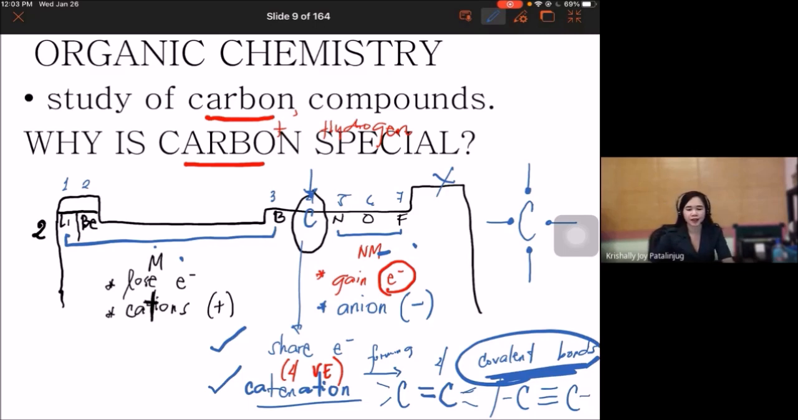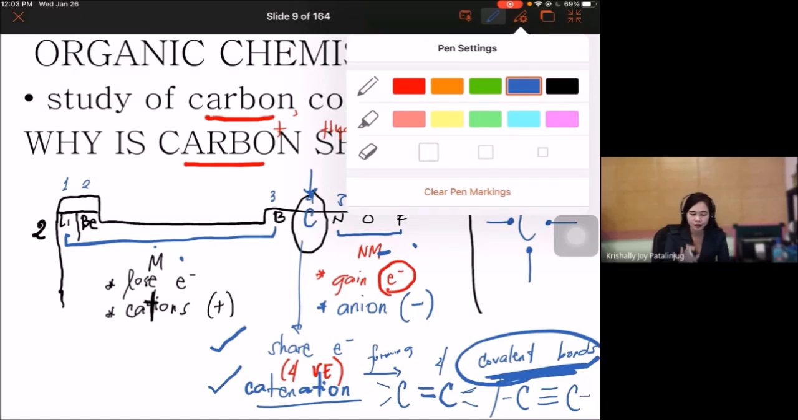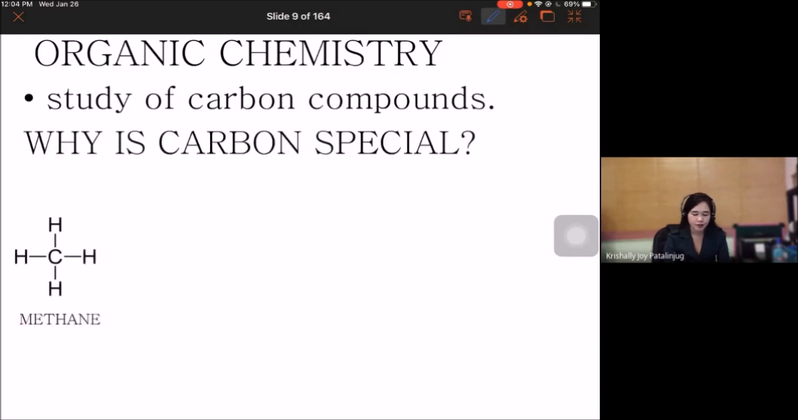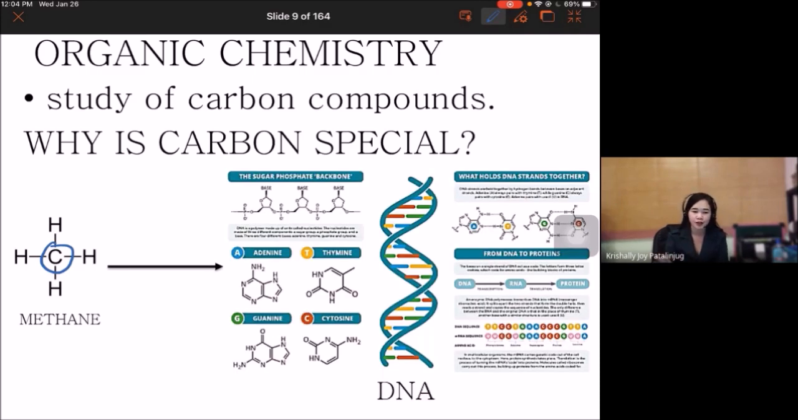Okay, so that's the reason bakit kayang mag-form ni carbon ng mga diverse compounds mula sa pinaka-simplest carbon compound, organic compound, to the most complex. Halimbawa, yung pinaka-simplest, let me erase ha. Tapusin ko lang yung slide na to. Okay, ayan. So, yung simplest carbon compound, you have methane kasi isa lang yung carbon. That's the simplest carbon compound. Kaya niyang mag-form ng sobrang complex, diverse compounds.